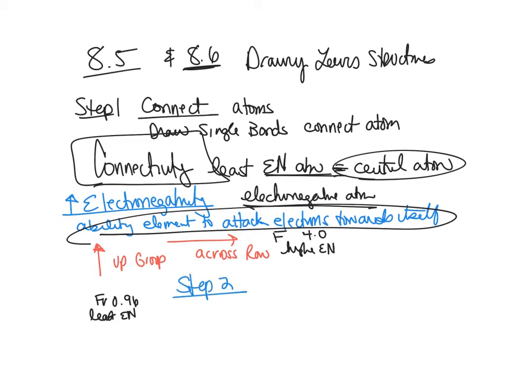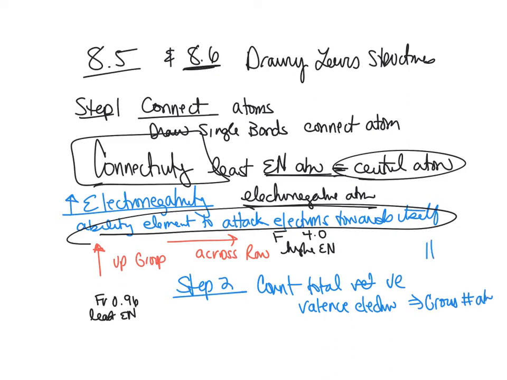Step 2: I want you to count your total valence electrons. I call these VE, valence electrons. The valence electrons is the group number of that atom. So if you have hydrogen, carbon, and nitrogen, hydrogen is group 1, so it has 1 valence electron. Carbon is group 4, so it has 4 valence electrons. And nitrogen is group 5, so it has 5 valence electrons. You add these together, and you get 10 valence electrons. So that's how we count our total valence electrons.